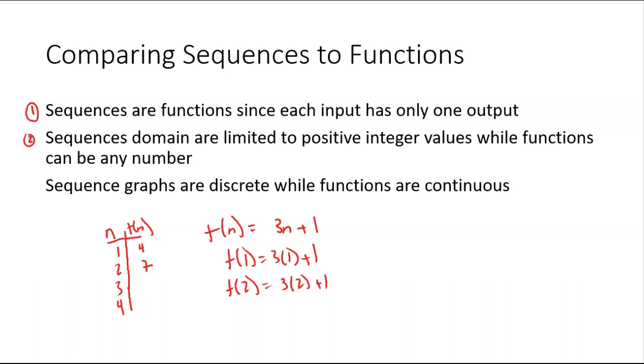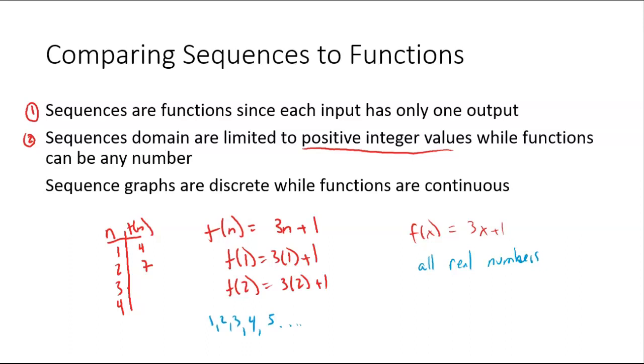The second thing we can copy down is this. Sequence domains are limited to positive integer values, while functions can be any number. So the second that I see t of n, I can only plug in the numbers 1, 2, 3, 4, 5, etc. If I see f of x is equal to 3x plus 1, I can plug in all real numbers. You're still going to get 4 and 7 when you plug it in.